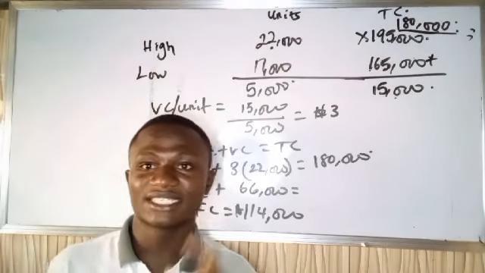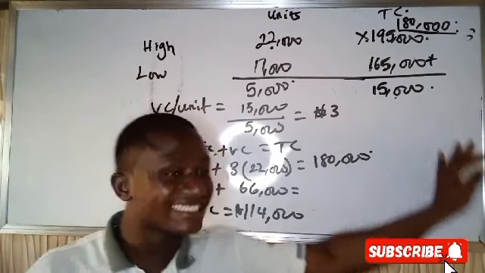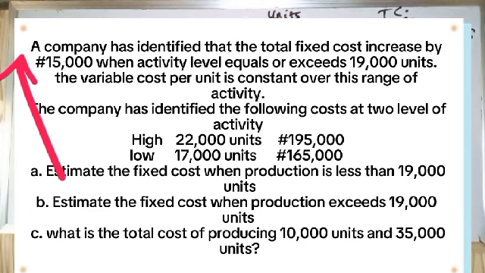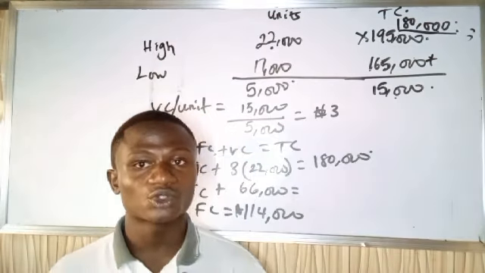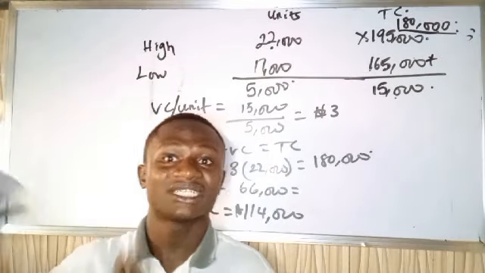Whenever I say lower level of activity, I mean when we are producing less than 19,000 units, because from the question, if you go back, they said a company has identified that total fixed cost increased by 15,000 when the activity level equals or exceeds 19,000. So the fixed cost changes when it is less than 19,000 units and when it is more than 19,000 units.